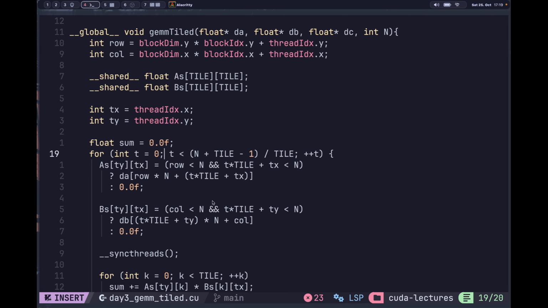Now, we will start from 0. So it is saying the 0th tile, then we increment the tile one by one. Now, the important part is t is less than (n plus tile minus 1) divided by tile.